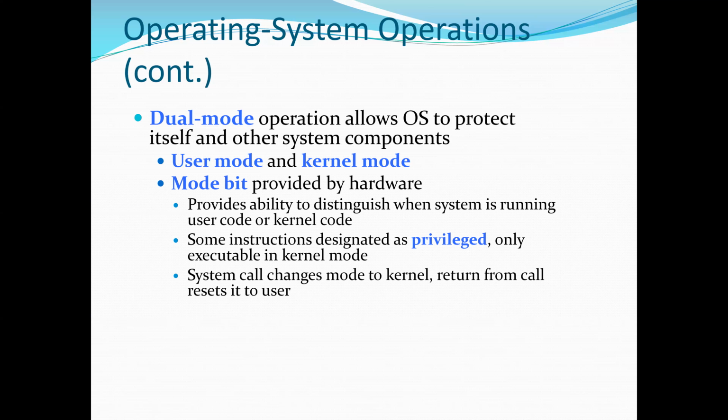So some instructions are designated as privileged only. If an instruction is designated as privileged, the reason is because it can have access to all the computer resources, which means it can only execute in the kernel mode in order to have resources. So a system call changes the mode to kernel mode, and return from the call resets it to user.